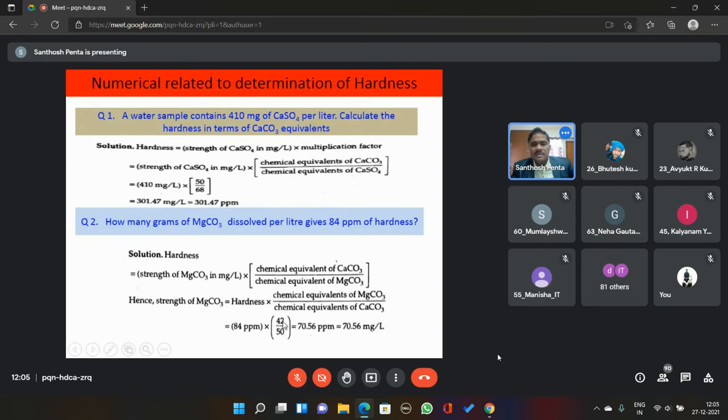The molecular weight is 84. That means here 100 by 84. But what we have to do, we have to calculate the strength of magnesium carbonate. So 84 into molecular weight of magnesium carbonate by molecular weight of calcium carbonate. It will be reversed. Then calculate, and you would be getting 70.56 milligram per liter. That means here he has given the hardness, we have to calculate the strength, and these values are known to us. See, don't remember chemical equivalents. Remember the molecular weight of calcium carbonate and the molecular weight of the hardness producing substance.